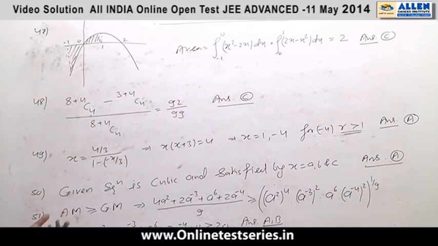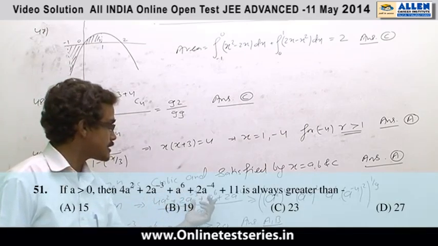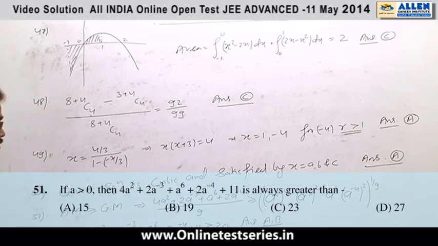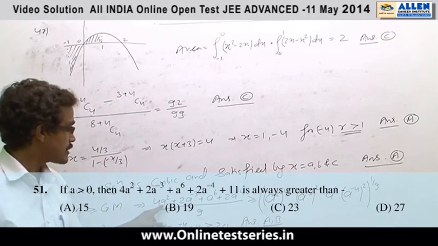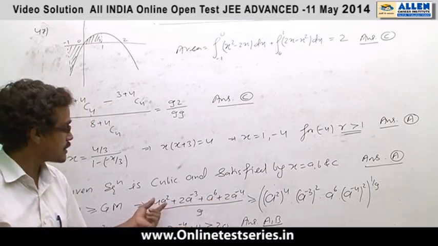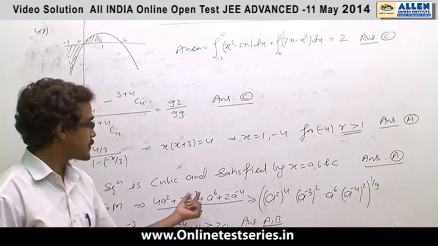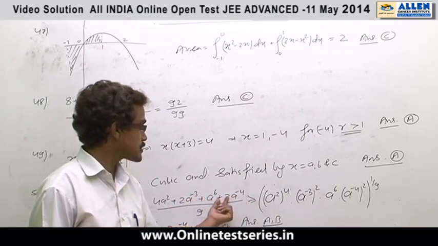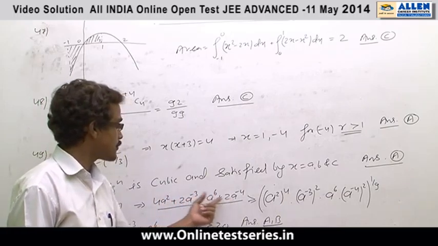Now in the next question, question number 51, we have to show this expression is greater than some values given in the options. This is a multiple choice question. So use the arithmetic mean is greater than or equal to geometric mean. We have to find the arithmetic mean of the numbers, where the numbers are a square, a square, a square, means a square is 4 times, a power minus 2 is 2 times, a power 6, a power minus 4 is 2 times. So we are finding the arithmetic mean of 9 numbers.